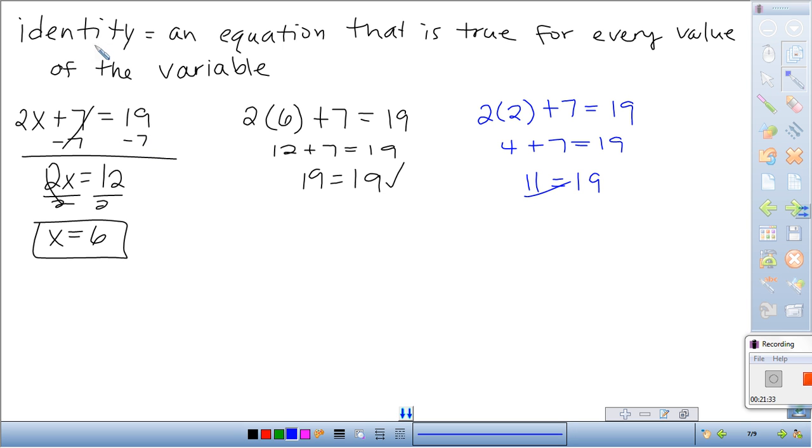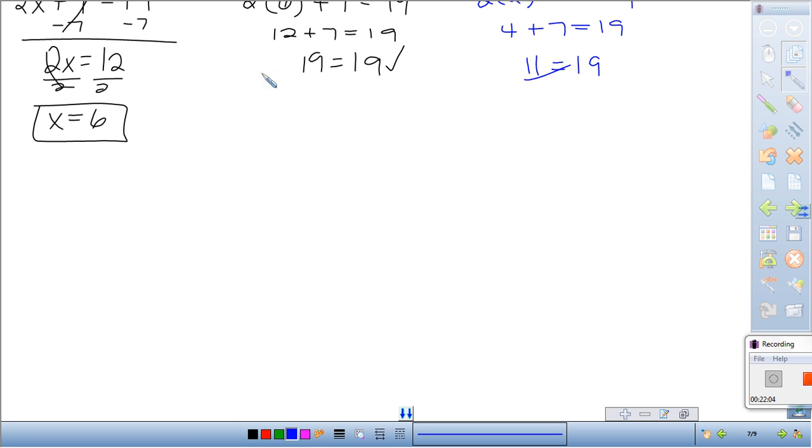Well, an identity is special, because with an identity, any number you choose will be the same for the left side and the right side. Any number you choose will work to make the two sides equal. So let me give you an example of an identity. How about 2 times the quantity x plus 4 equals 2x plus 8? So here's our identity equation. Let's go ahead and solve our identity.